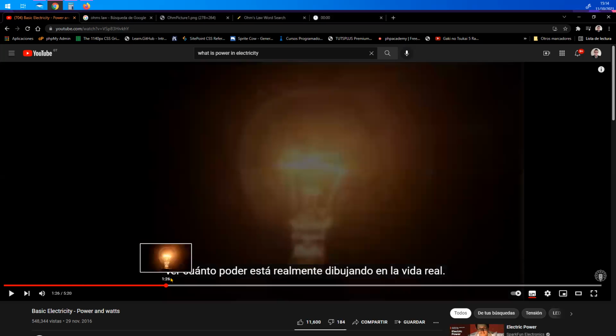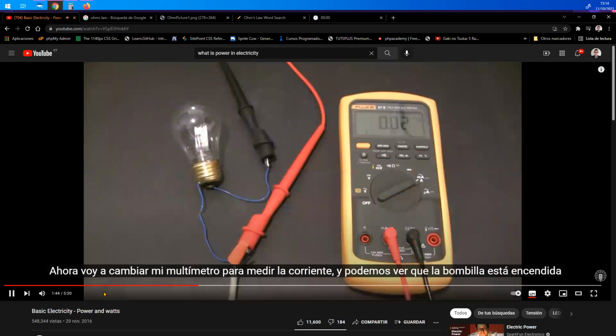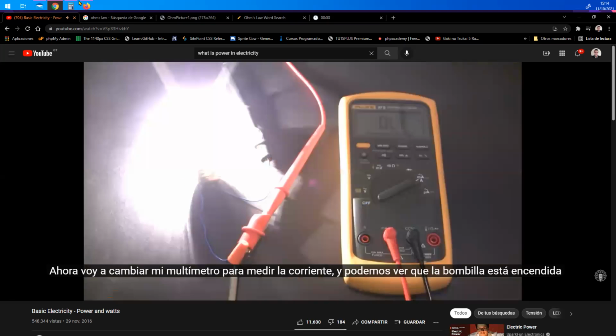All right, so that's the power explained. Now I'm going to switch my multimeter to measure current. So power is going to be that measurement of the load getting power from the power supply. A lot of power there.